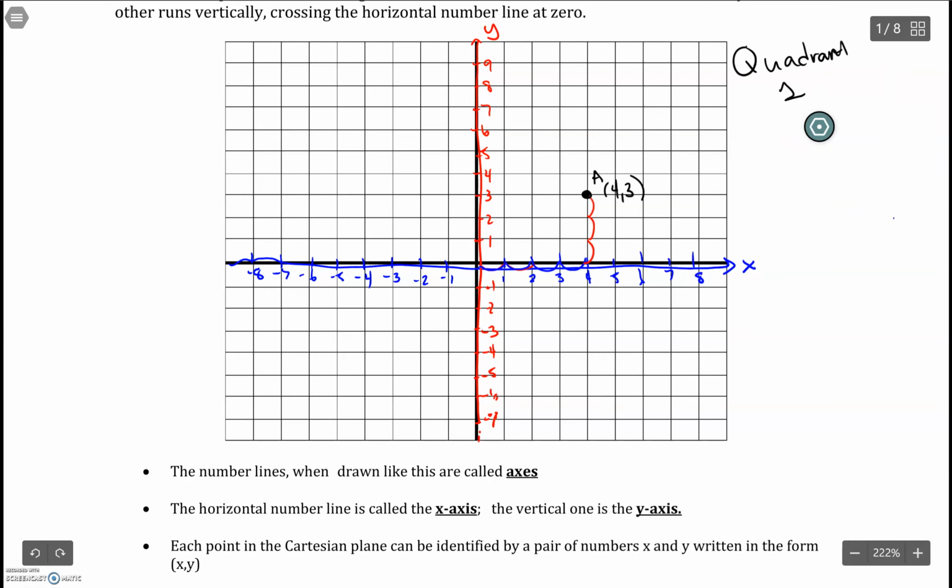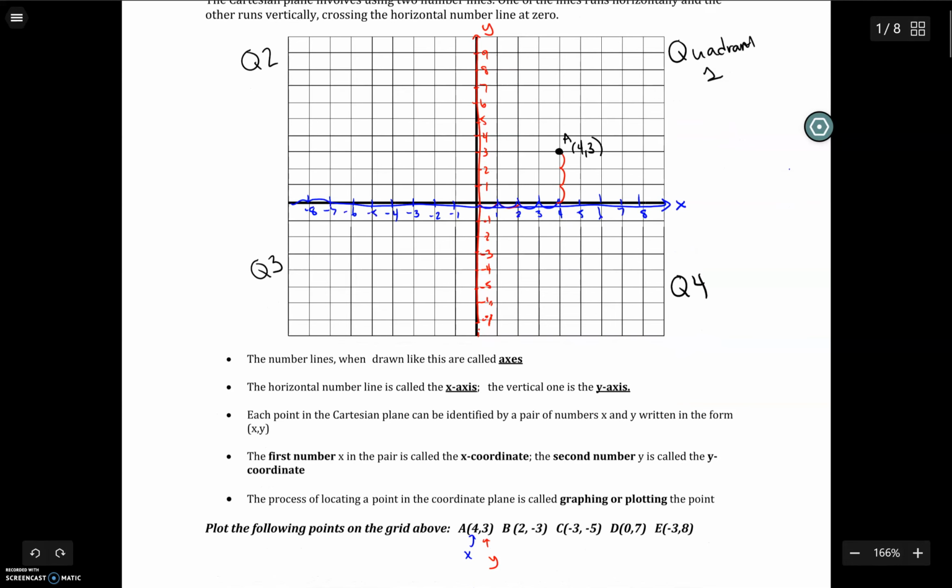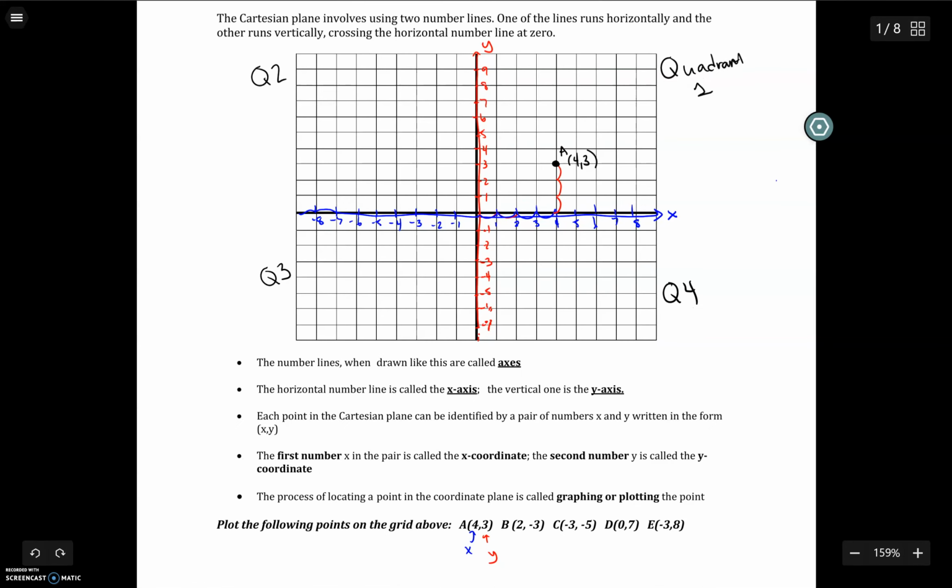or Q1. The other quadrants are labeled moving counterclockwise around the Cartesian plane. So Q2 has negative x values and positive y values. Q3, quadrant 3, has negative x values and negative y values. And quadrant 4, or Q4, has positive x values but negative y values. So we can locate the remaining points in this Cartesian plane.